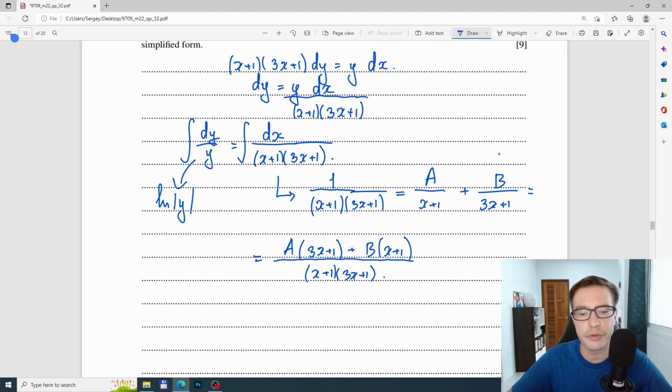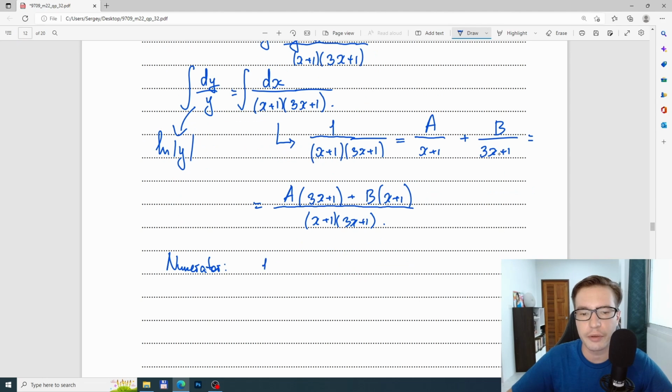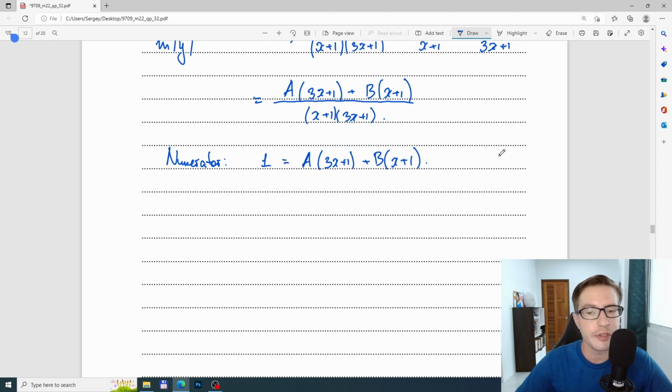Now, our goal is to determine the numbers a and b. Focus only on the numerator. On the left we have 1, and on the right we have a times 3x plus 1, plus b times x plus 1. Now, we can substitute any convenient number for x in order to determine those a and b.